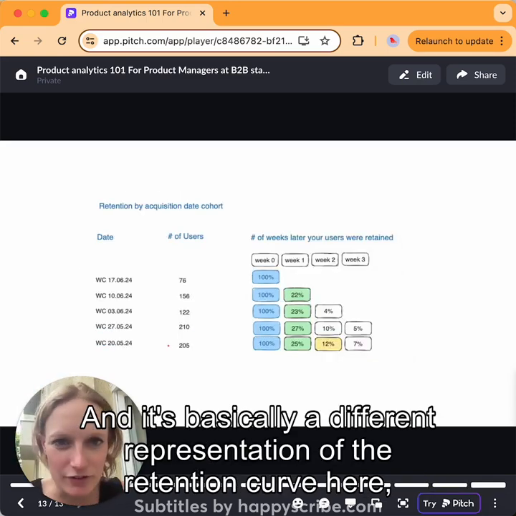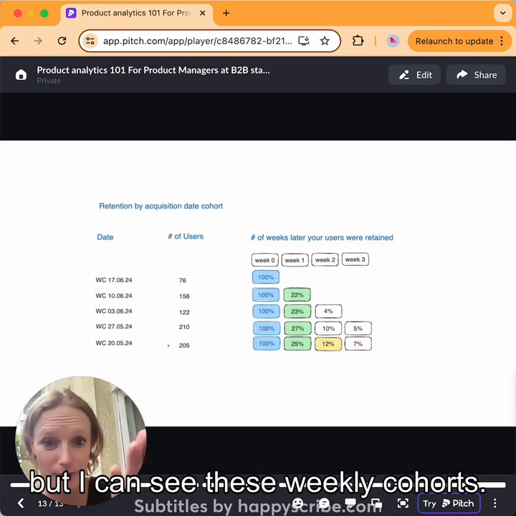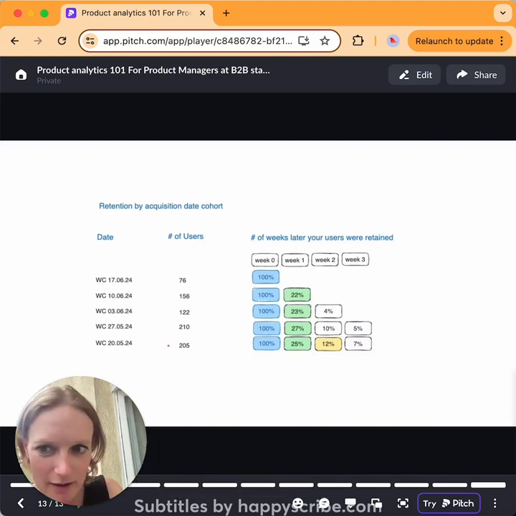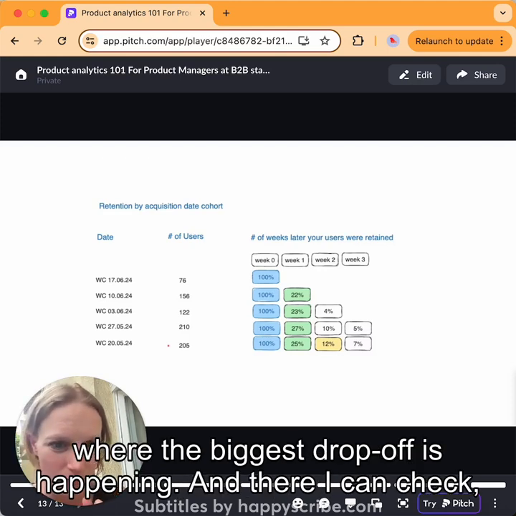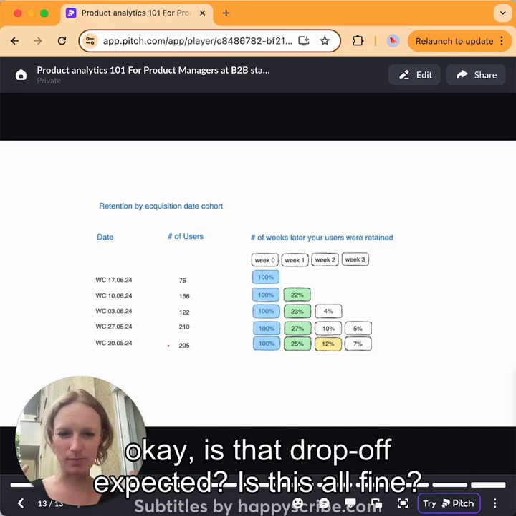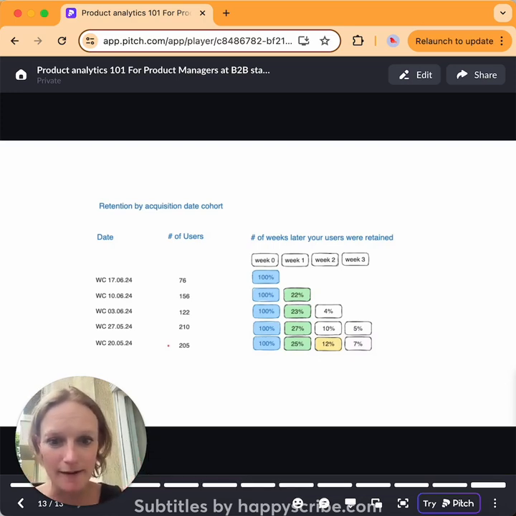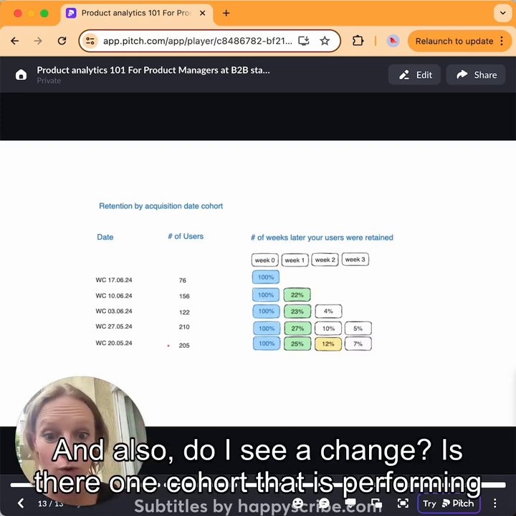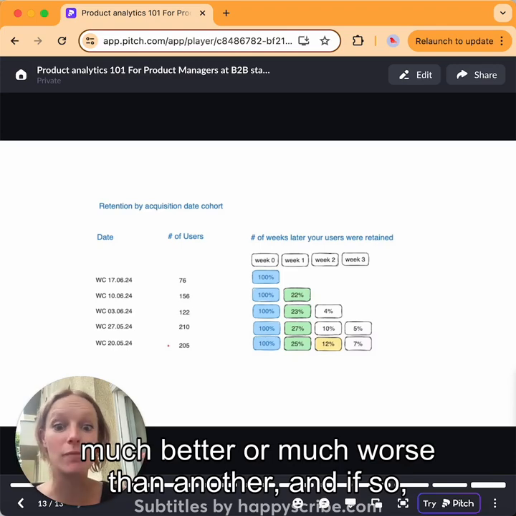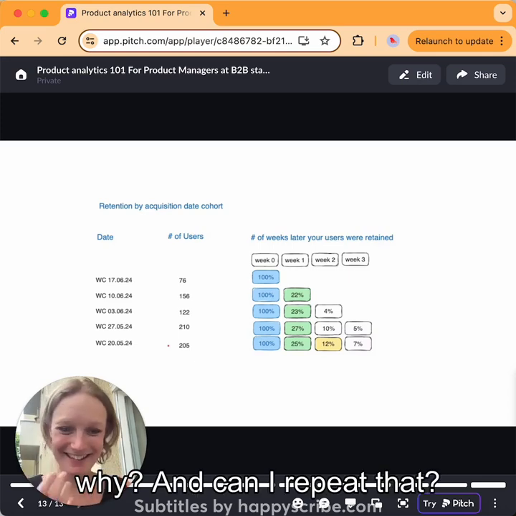It's basically a different representation of the retention curve, but I can see these weekly cohorts. This shows me very clearly, again, where the biggest drop-off is happening. And there I can check, okay, is that drop-off expected? Is this all fine? Or is this much steeper than it should be? And also, do I see a change? Is there one cohort that is performing much better or much worse than another? And if so, why? And can I repeat that?